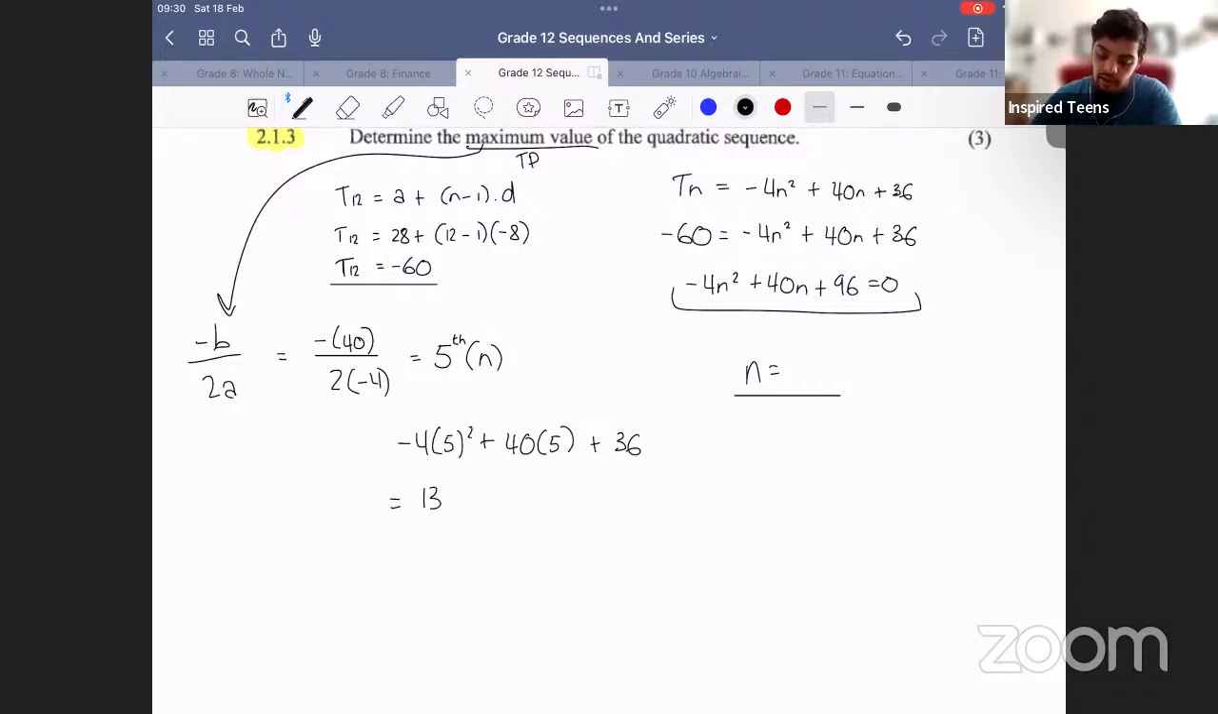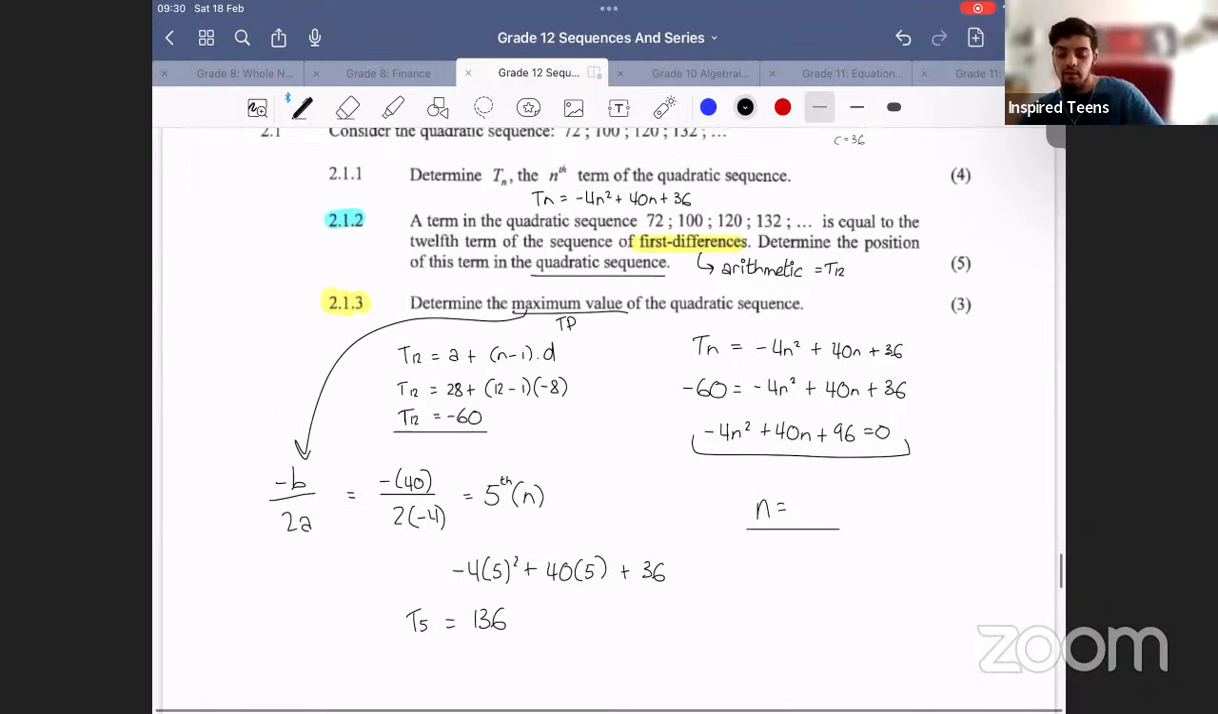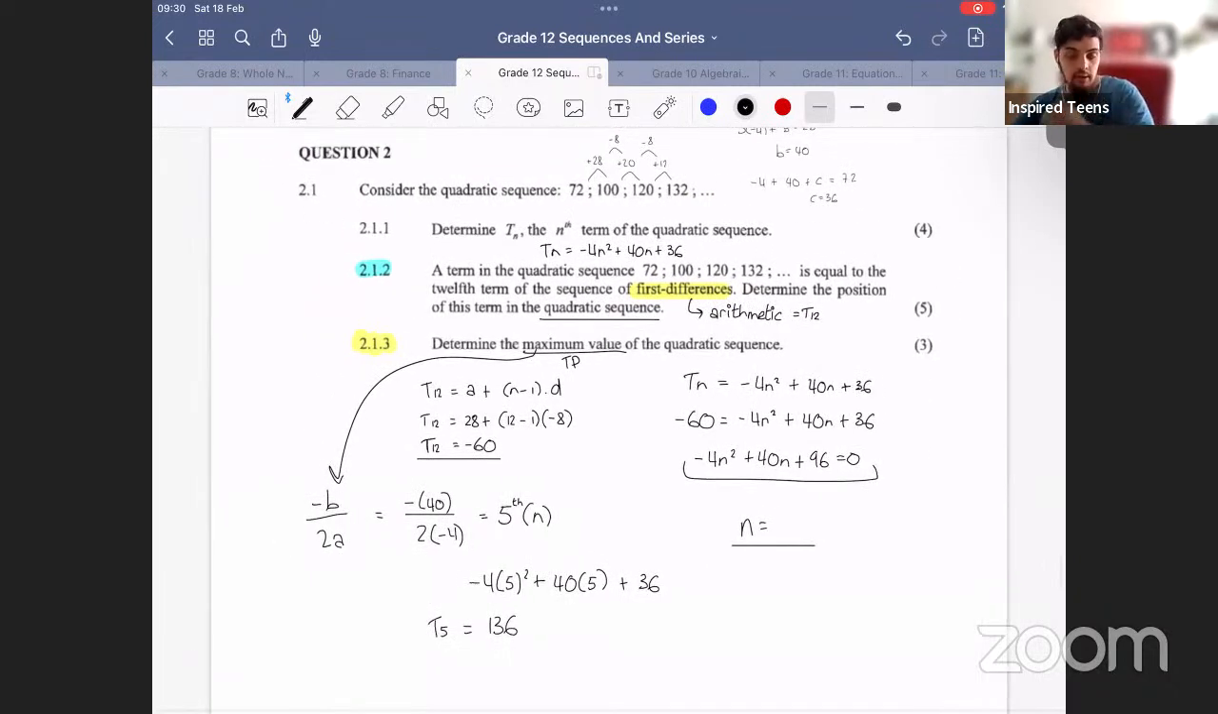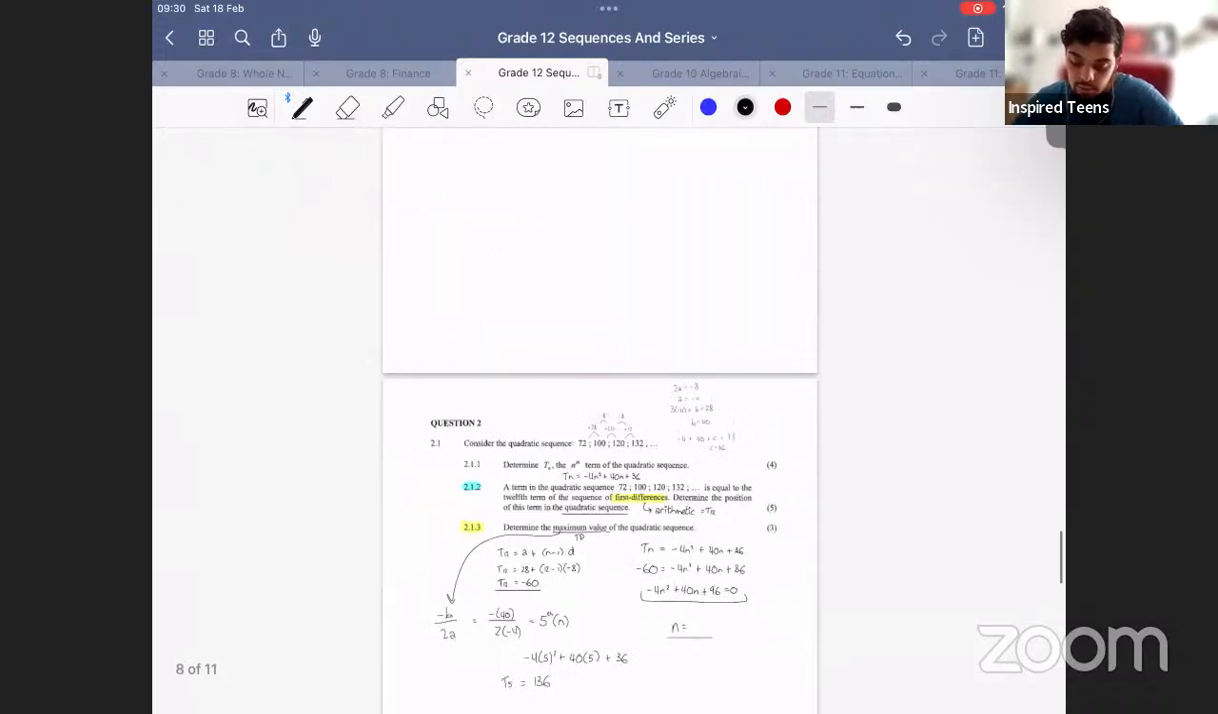We get 136 is the maximum value. This is actually T5, I believe. So T5 of this is the maximum value of this quadratic. Okay, let's move on.